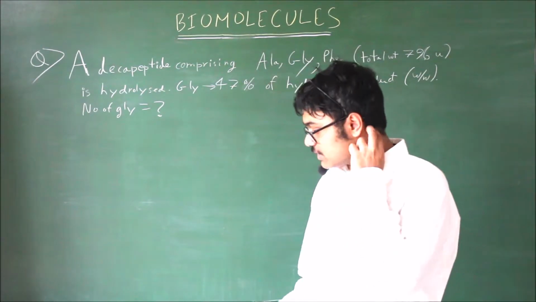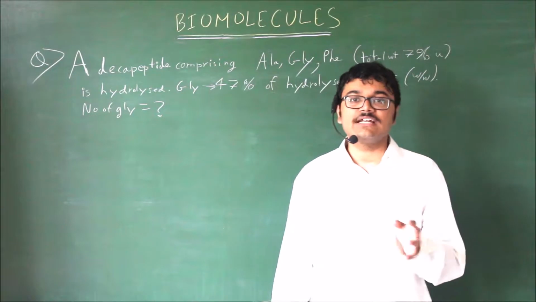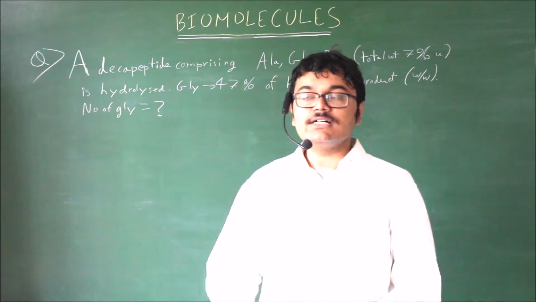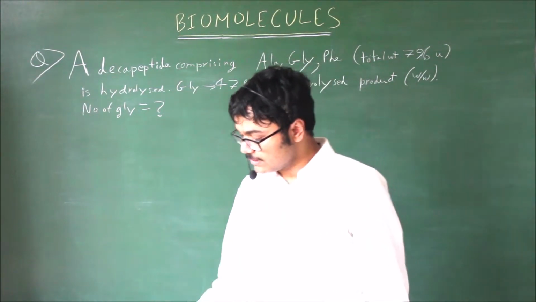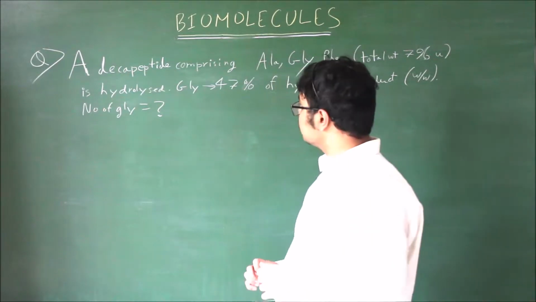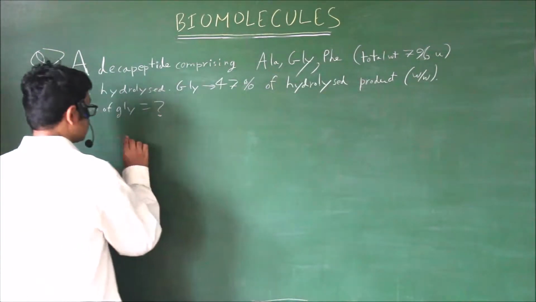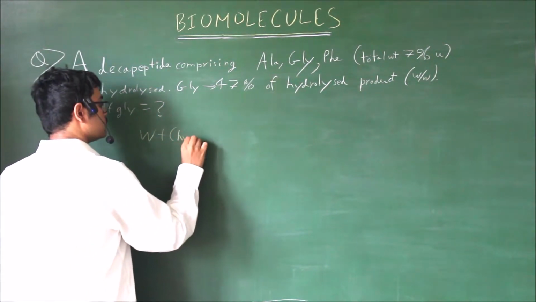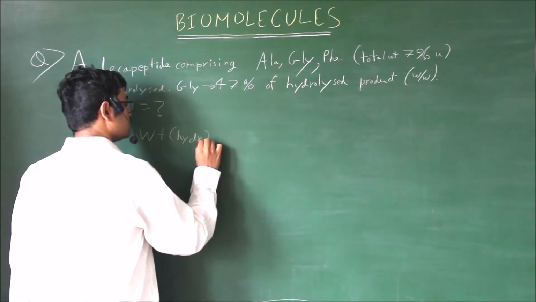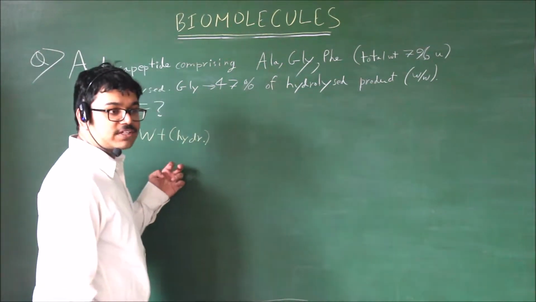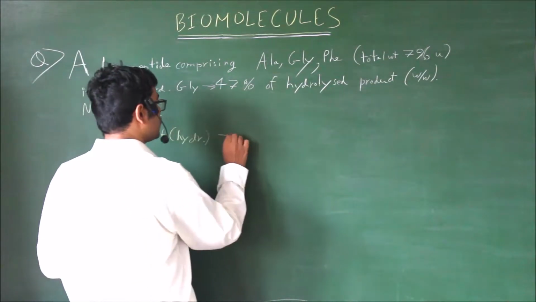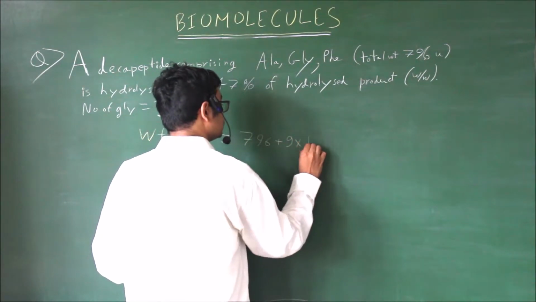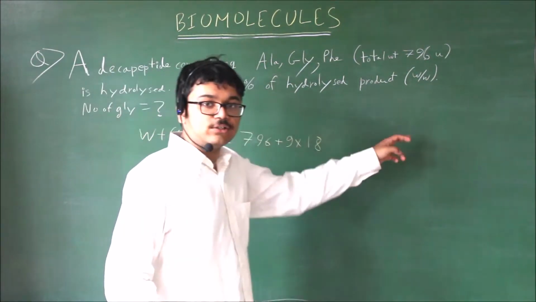So this is very simple actually. The only trick over here is to realize that when you're hydrolyzing, you must be adding 9 molecules of water, or you won't be able to get the decapeptide hydrolyzed. So the total weight of the hydrolyzed product, I'm just using HYDR as an abbreviation for hydrolyzed product, is equal to 796 plus 9 into 18.